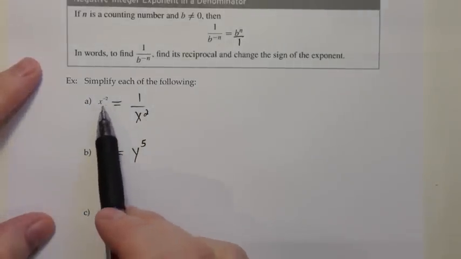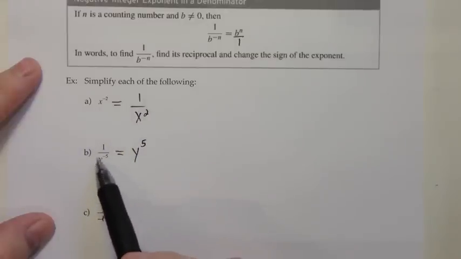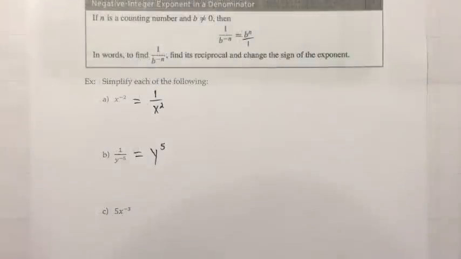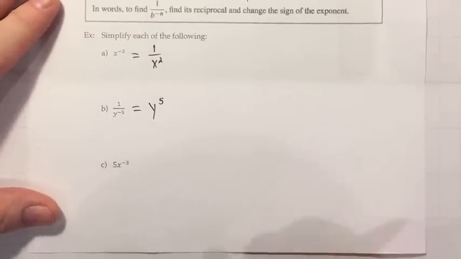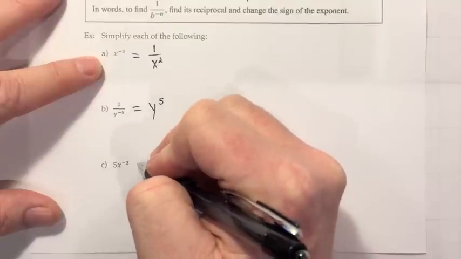If you just have a regular negative exponent in the numerator or all by itself, you move it to 1 over, push it into the denominator. If it's already in the denominator, you get rid of that negative by bringing it up to the numerator. Now we're going to move on to some other types of examples. So on this one, 5 times x to the negative 3 looks fairly similar maybe to the first one, but the 5 out front does make a bit of a difference.